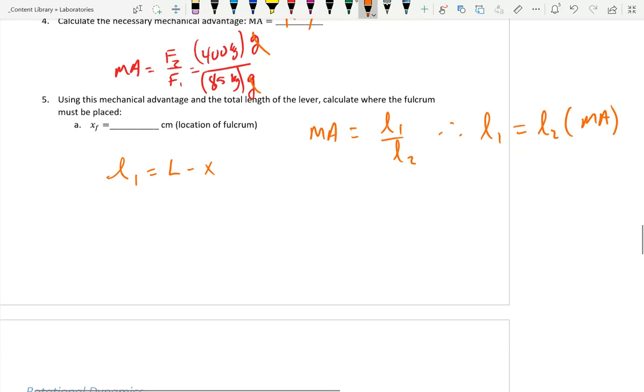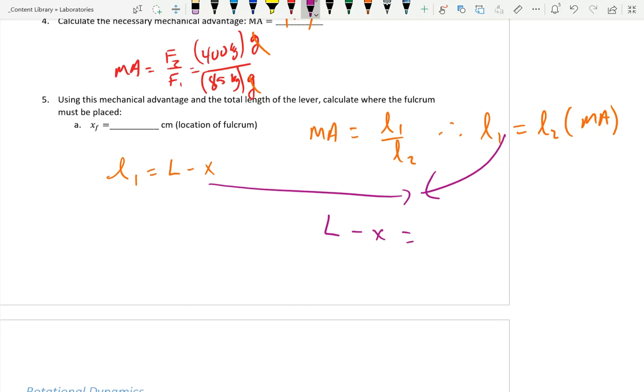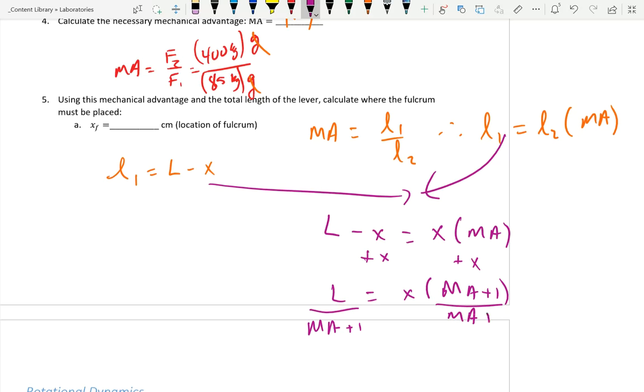So if I just plug that in here, well, now it's starting to get easy. Let's just add x to both sides. L equals x times mechanical advantage plus 1, divide both sides by mechanical advantage plus 1. What? Oh, that's how. You can't read what?